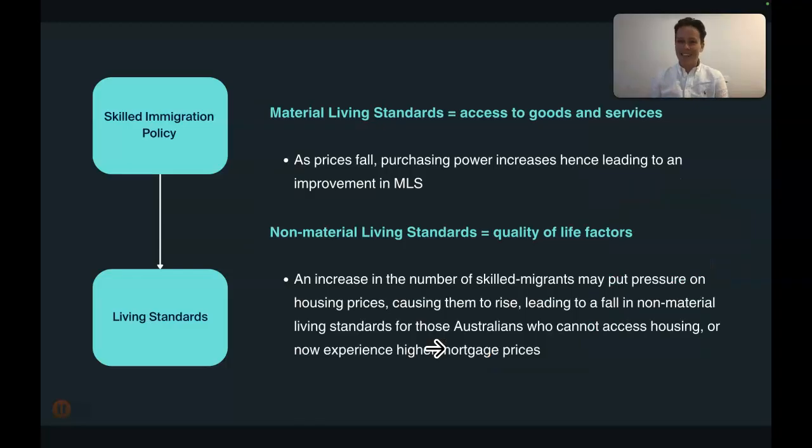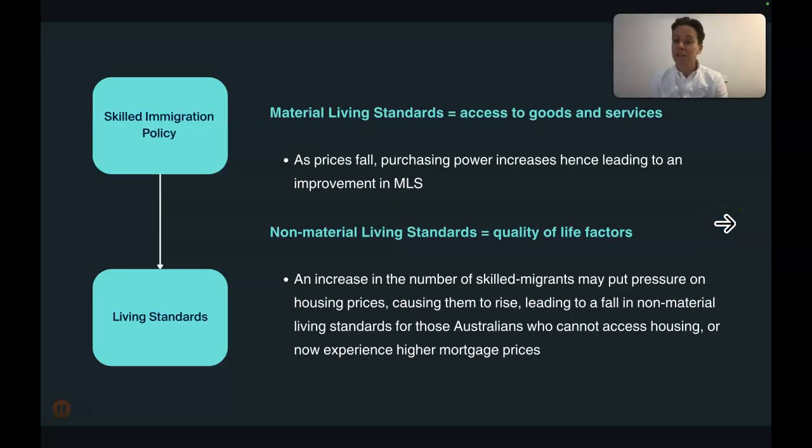And then again, guys, linking it to living standards. So this again, I'm hoping, looks really familiar. The idea being that access to goods and services should increase. As prices fall, purchasing power is going to go up for Australians, and this leads to an improvement in access to goods and services, which increases material living standards. Nice and simple. And then your quality of life factors, an increase in the number of skilled migrants. And I've gone the other way here. I've gone for a negative one.